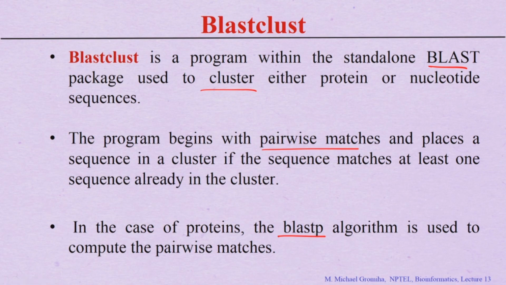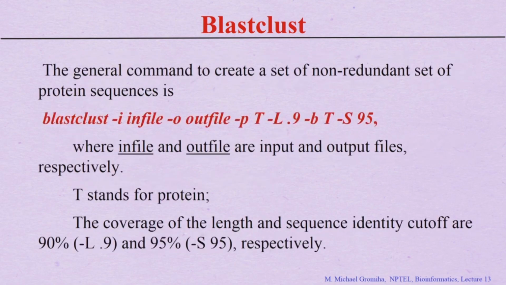For the case of nucleic acids, which program do they use? BLAST N. So, take BLAST N to align the sequences. Then this is the command which you can use to extract the data. You can first get the program, this is the standalone program, and you can get the non-redundant sequences using this command. Here, in file is the input file and out file is the output file, then we get some options: minus PT, minus L 0.9, minus BT, minus S95.